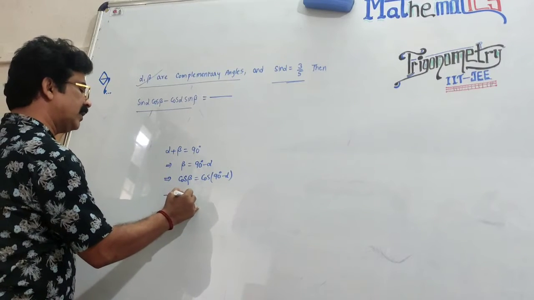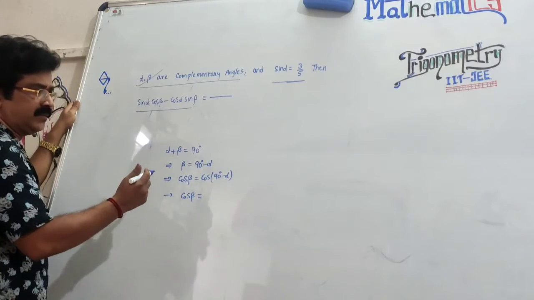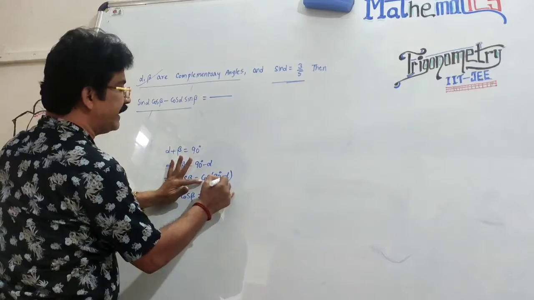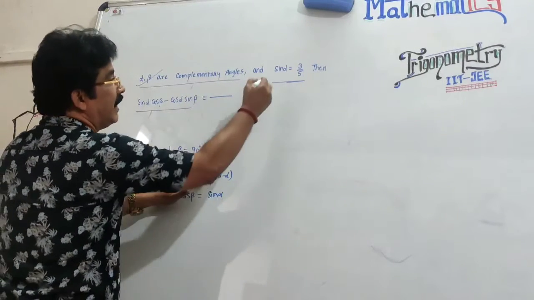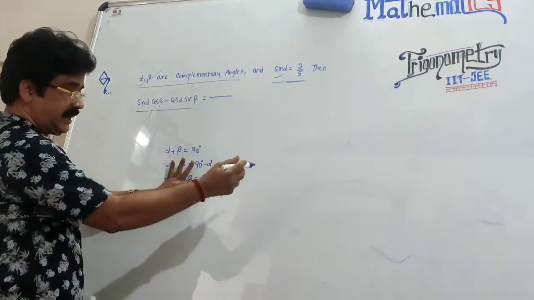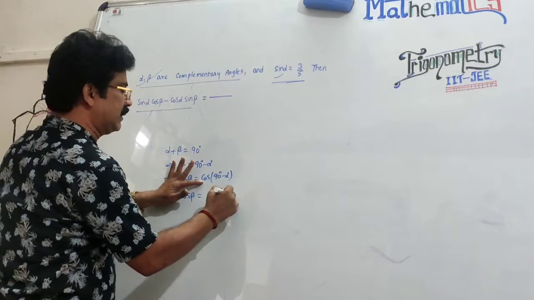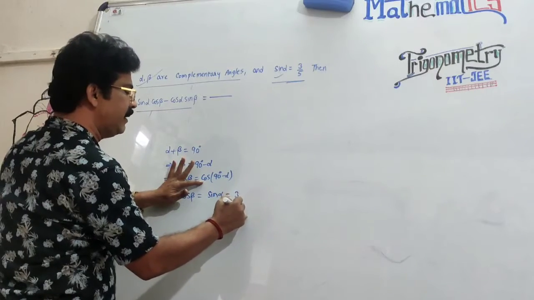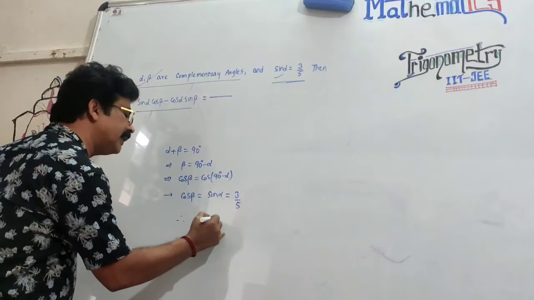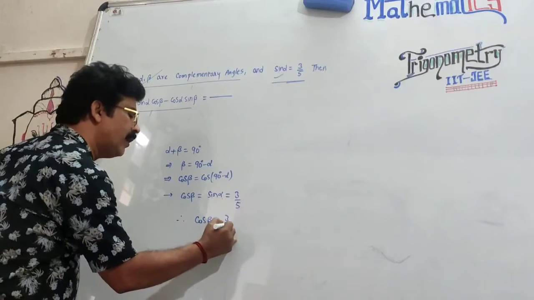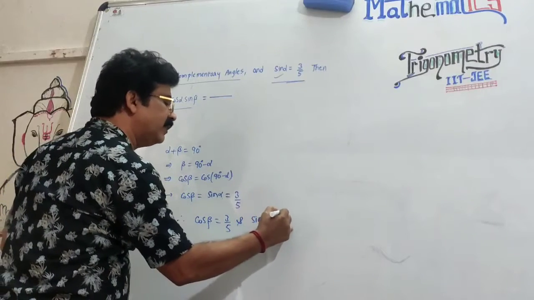So cos beta. You can ask me what is the need of applying cos on both sides. Actually, cos of 90 minus theta is equal to sin theta, means sin alpha. Sin alpha already is a known value. That's why I took cos on both sides. This is the reason. So sin alpha is equal to 3 by 5. Therefore, cos beta is equal to 3 by 5, and sin alpha, its given value, is equal to 3 by 5.